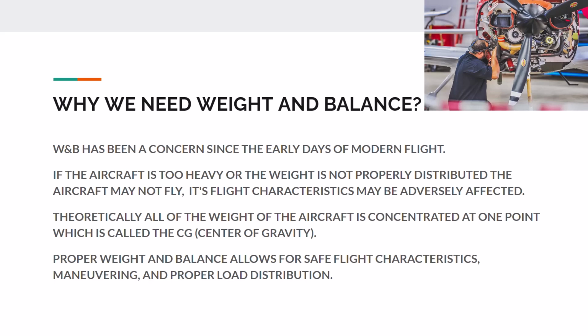Weight and balance has been a concern since the early days of modern flight. If the aircraft is too heavy or the weight is not properly distributed, the aircraft may not fly. Its flight characteristics may be adversely affected. Theoretically, all of the weight of the aircraft is concentrated at one point, which is called the CG, center of gravity. Proper weight and balance allows for safe flight characteristics, maneuvering, and proper load distribution.